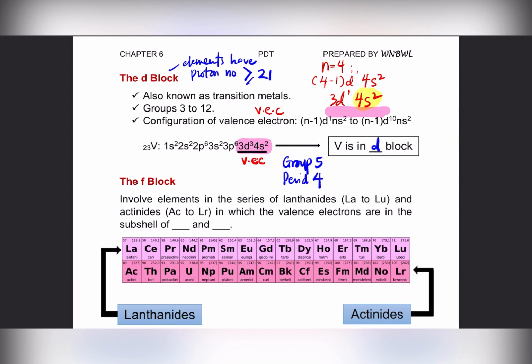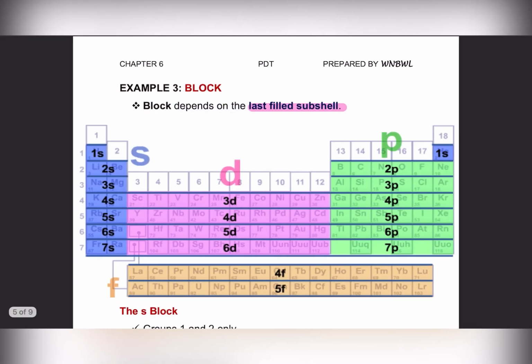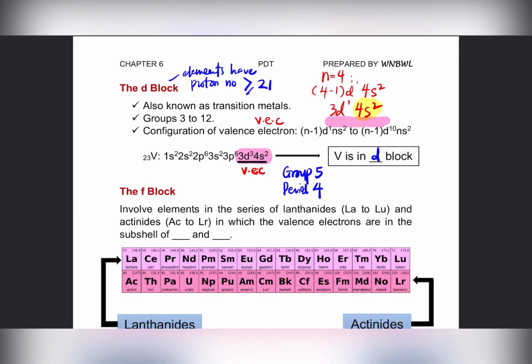So betul ke tidak apa yang kita buat ini? Kita boleh check dekat periodic table. So adakah vanadium dalam D block, group 5, period 4? As you see here, we got period 4 and then group 5 and D block. So, sama seperti mana yang saya dapat, vanadium is at the correct position based on my answer. So, itulah cara untuk awak deduce the element.